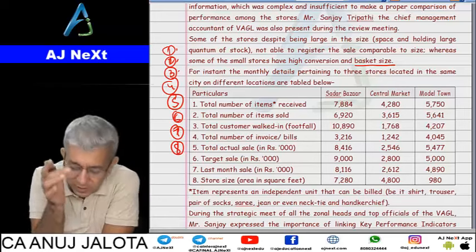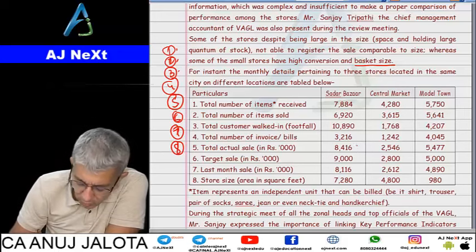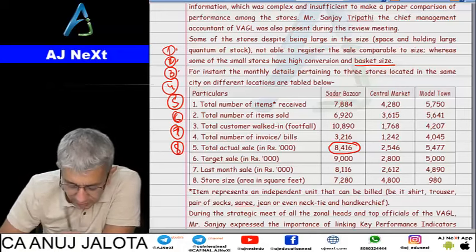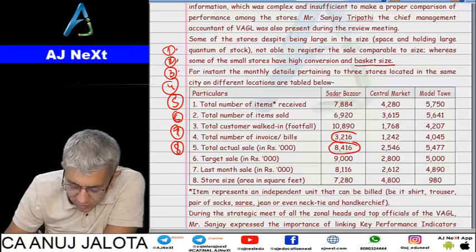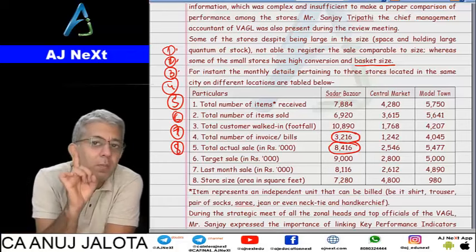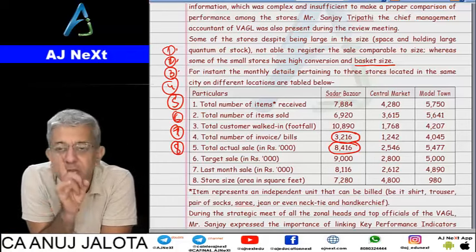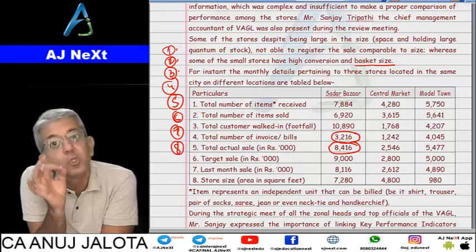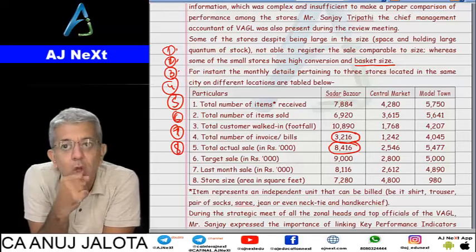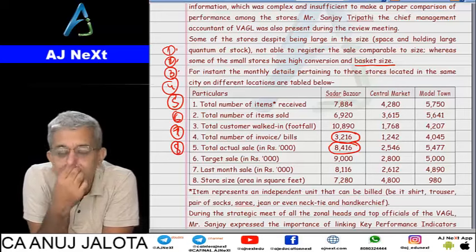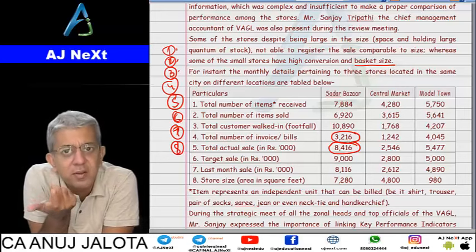Ticket size in real life is the total amount of sales that you all did divided by the total number of invoices. That will tell you in one single invoice, on an average, how much you bill the customer. Obviously, the higher it is, that means the customer shops for a higher figure.